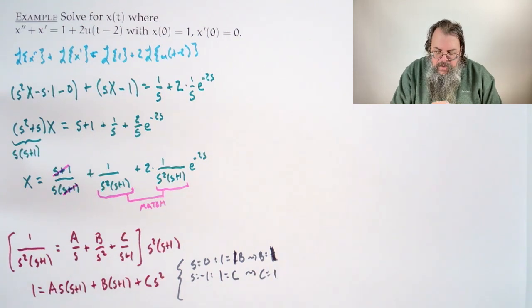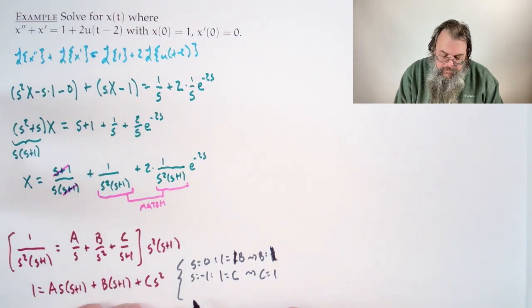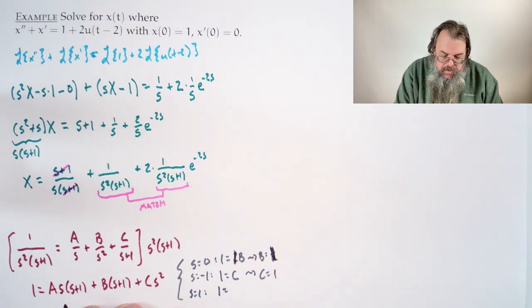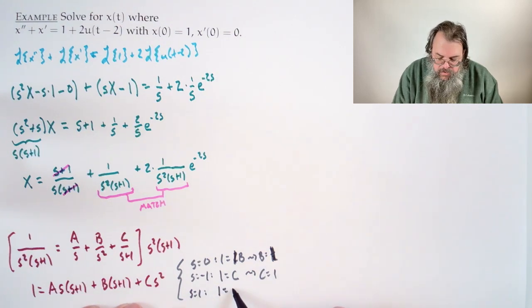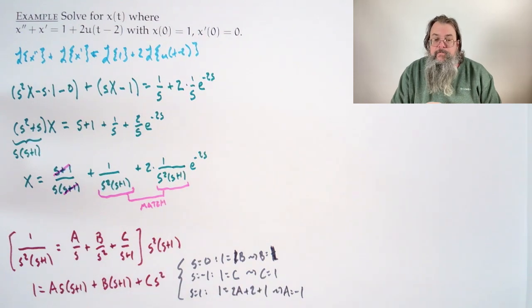All right, any other nice choices? Well, how about 1? So s equals positive 1. We get 1 is equal to a times 1 times 2, 2a, plus 2b. Well, b is 1, so plus 2. Plus c. And what do we see? Well, the 1s could cancel. 2a plus 2 needs to equal 0. It says a needs to be minus 1.